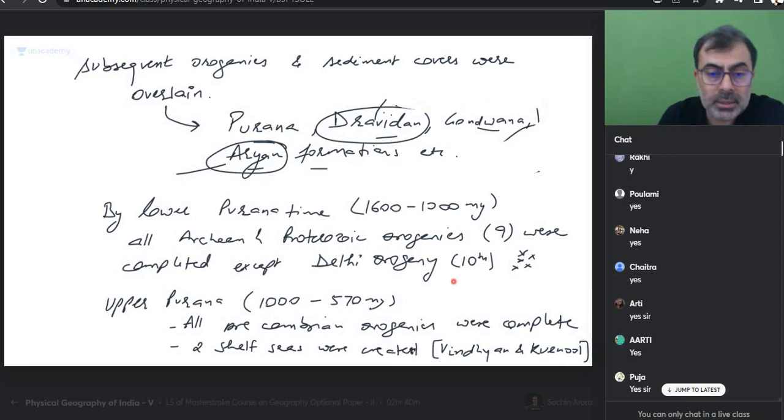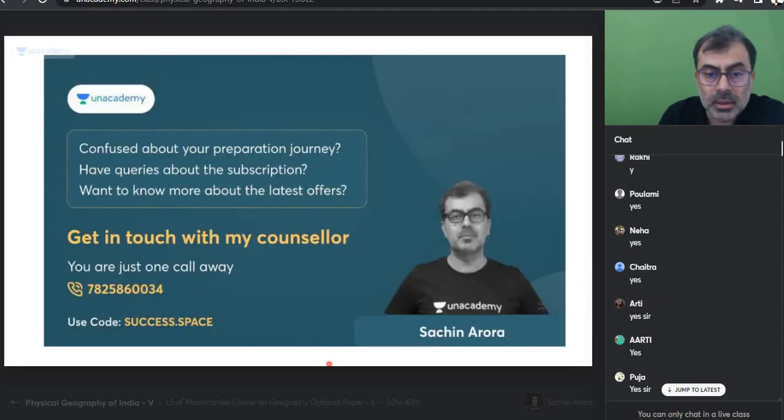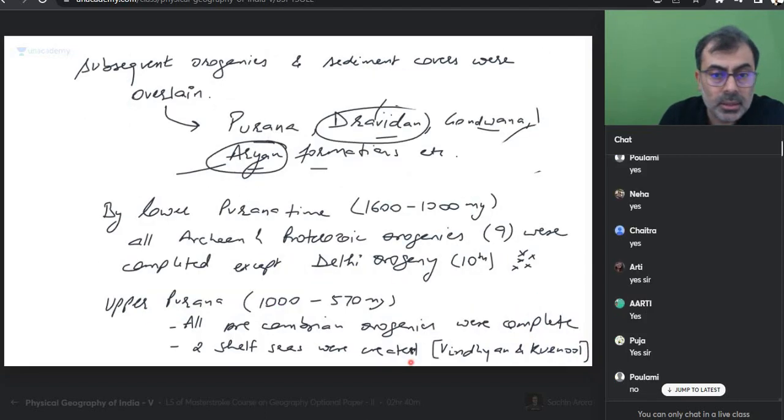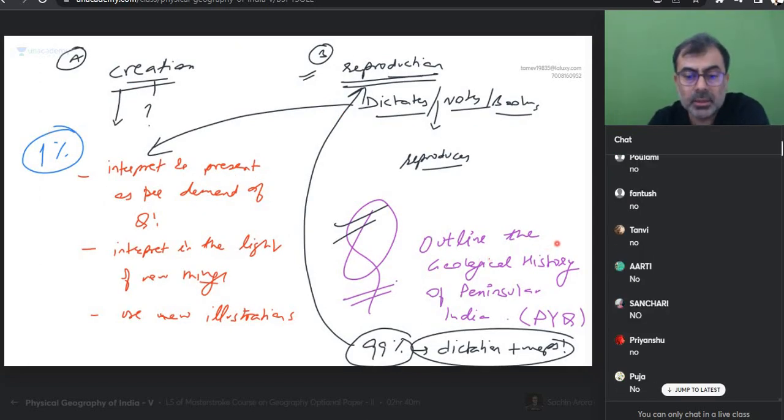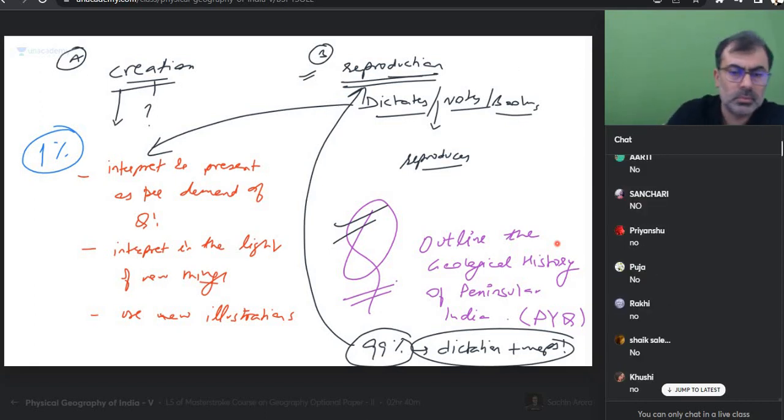Do we get that? Is this answer complete, everyone? Which question is it? Outline the geological history of peninsular India. Is the answer complete? Why not? You're saying no, no, no. Why not?